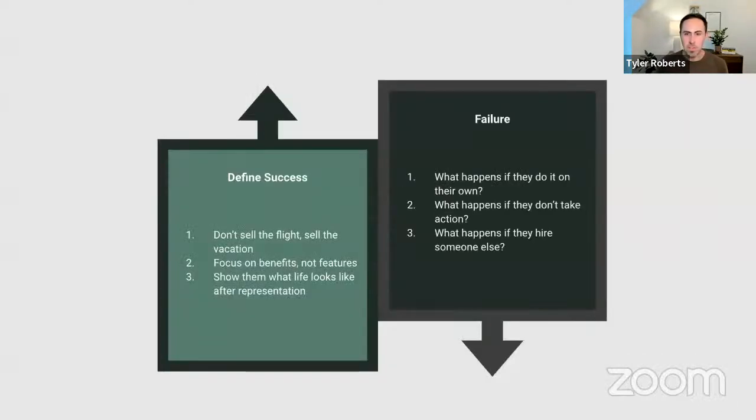So first thing we want to do is we want to define success. We went over this in a previous workshop, but I think it's really important to bring it back here as we're talking about CTAs. So again, we want to sell the vacation, not the flight. And basically what that means is people don't want to talk to a lawyer. They don't want to talk to an intake specialist. What they want is to get their questions answered, right? So we want to talk about how following the CTA is going to help them achieve their goals and also really understand what's in it for them, right?